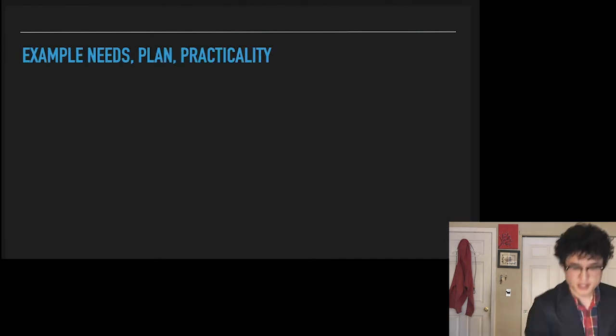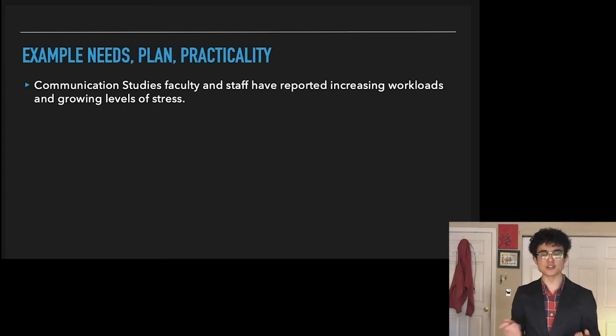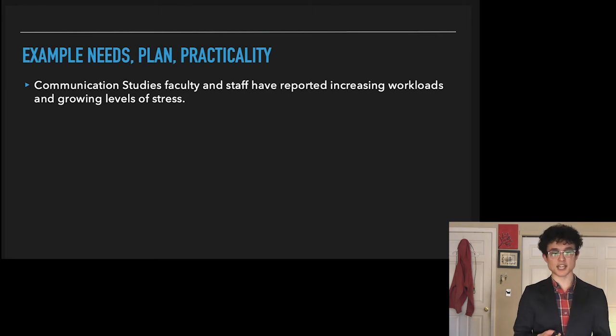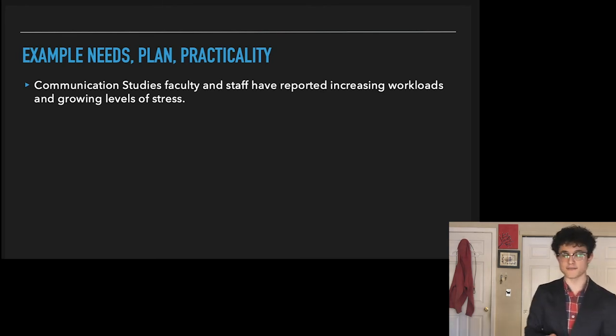All right, so I just want to wrap up with a quick example of what this might look like with a real policy in an actual situation. So a potential need, so I'm demonstrating that there is a problem, is that communication studies faculty and staff have reported an increasing workload and with that a growing level of stress. And so this is a clear need. The stress is being driven by whatever these workload factors are, and I'm clear about who it's affecting, which is communication studies faculty and staff.